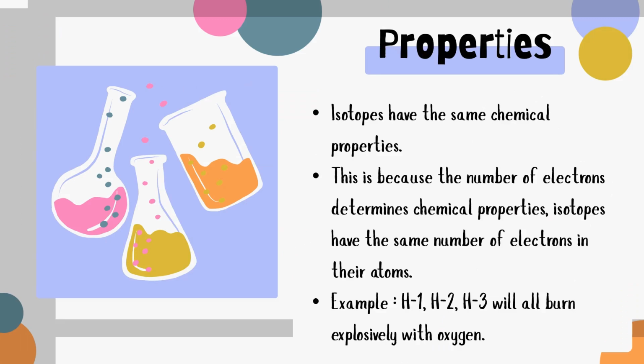Properties. Isotopes have the same chemical properties. This is because the number of electrons determines the chemical properties. Isotopes have the same number of electrons in their atoms. For example, hydrogen 1, hydrogen 2 and hydrogen 3 will all burn explosively with oxygen.